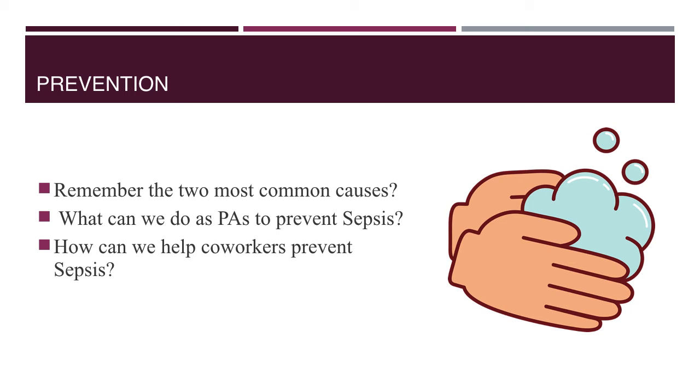Now let's talk about prevention, because we can all help prevent sepsis. The two most common causes that I mentioned earlier were pneumonia and UTI, which were often hospital acquired, meaning patients developed pneumonia while they were in the hospital or developed their UTI while they were in the hospital.